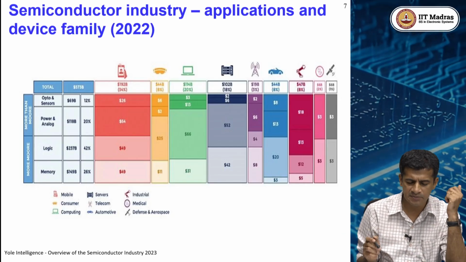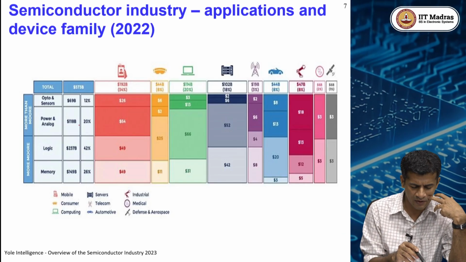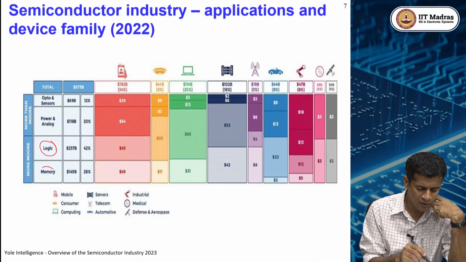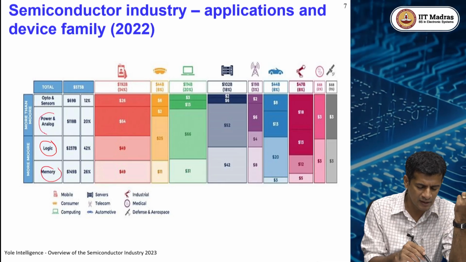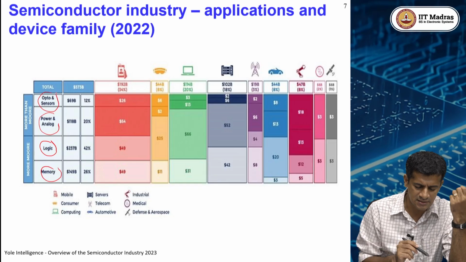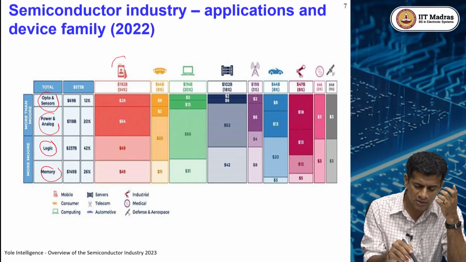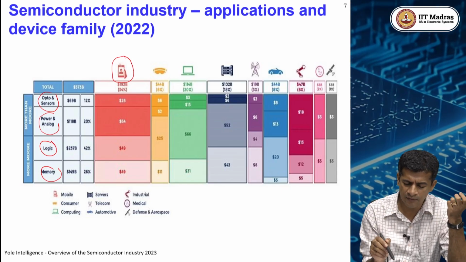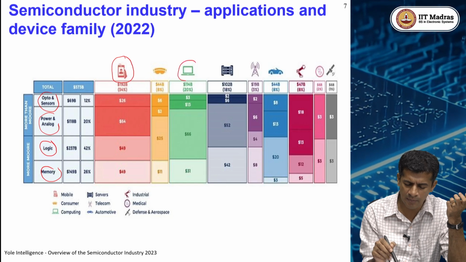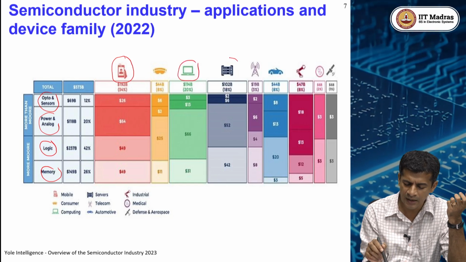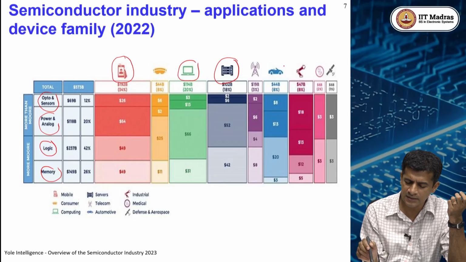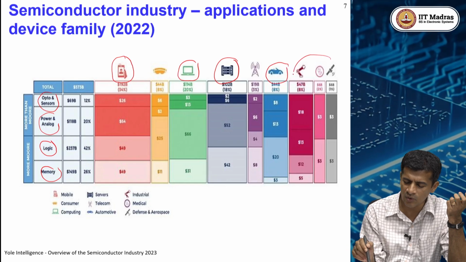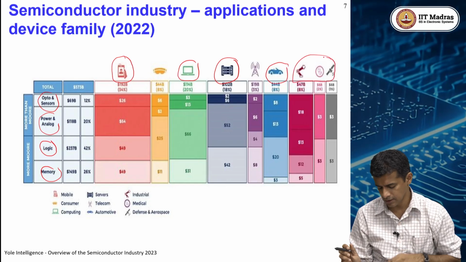Now, let us see where these chips and devices are being used. If you look at this sector, these are the main products: logic applications, memory applications, power and analog, then optoelectronics and sensors. The main driver is smartphones, the biggest driver. Then you have desktop computers and servers, for the data center. There are also applications in electric vehicles, and industrial purposes.